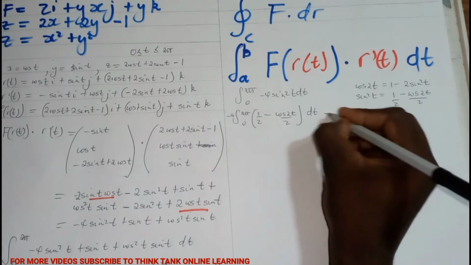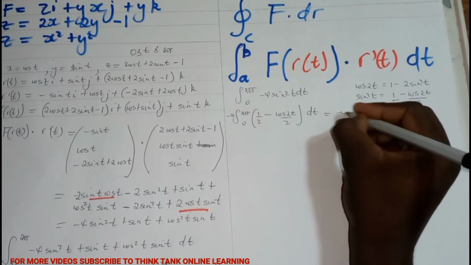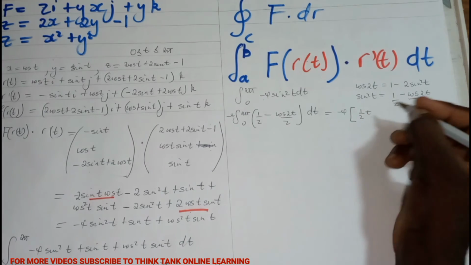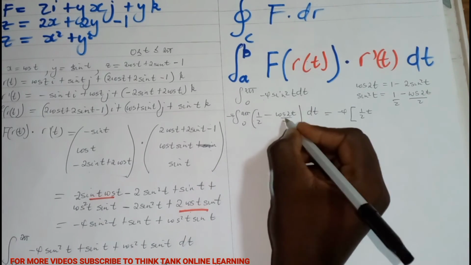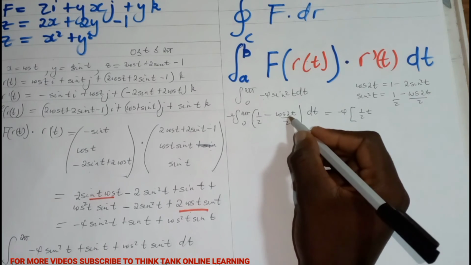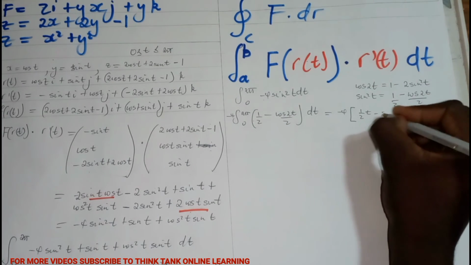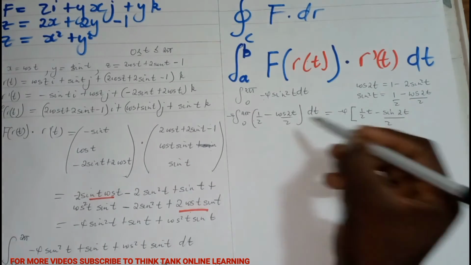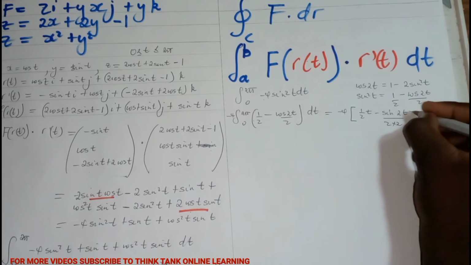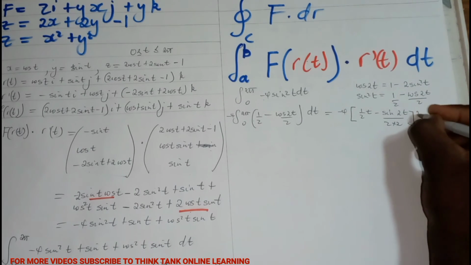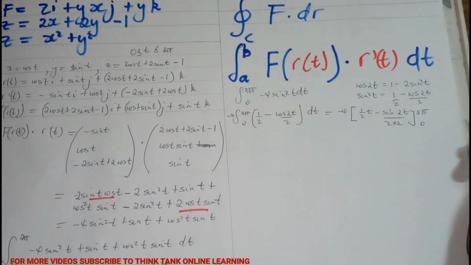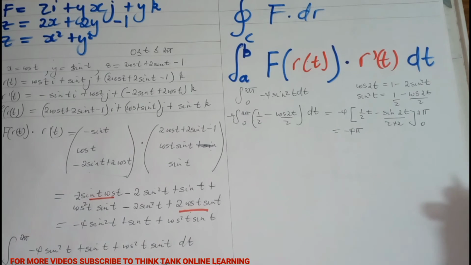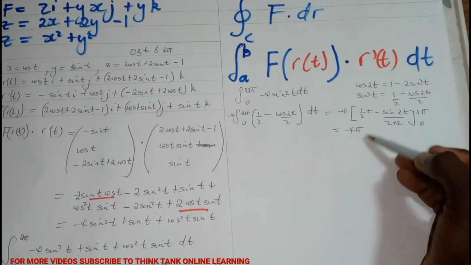So this is negative 4 times (1/2 t). Then if we integrate cos 2t, we get sine 2t, but we have to divide by the derivative of 2t, which is 2, from 0 to 2 pi. If we do that, we're going to get negative 4 pi, upper bound minus lower bound.